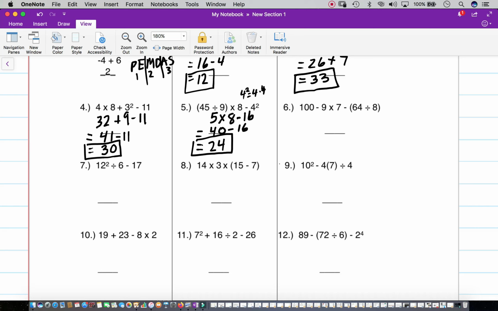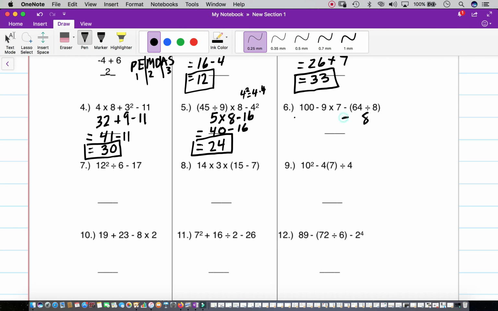Okay. Last one, and then I'm gonna get you guys to write down numbers 7 through 12. Okay. So for number 6, what's the first thing that I have to do? First house, parentheses, good. So let's start at the end. So we got 64 divided by 8, which gives us, good, 8. Bring the minus down.